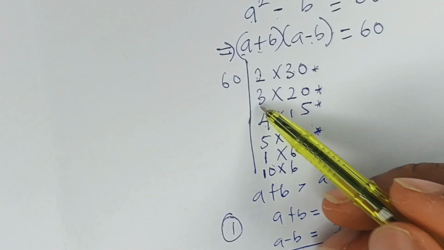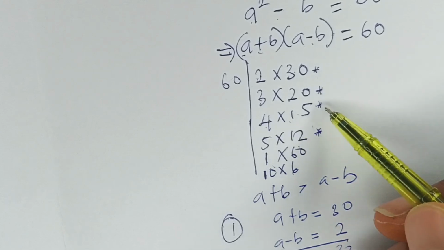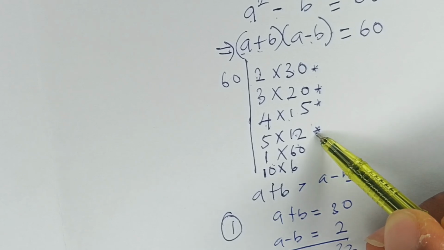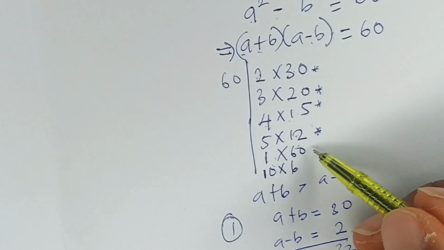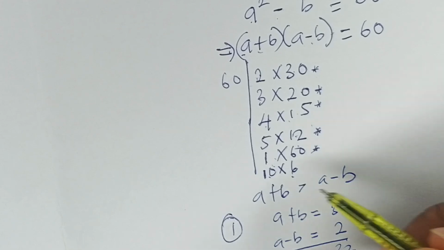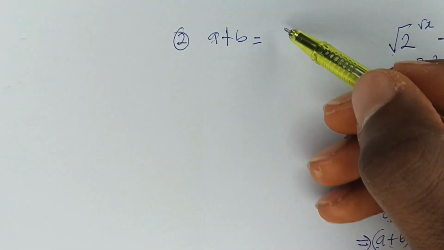Okay, so 20 plus 3 is 23. It's an odd number, so we cannot use this. 15 plus 4 is 19. It's an odd number, we cannot use this. 12 plus 5 is 17. It's an odd number, we cannot use this. 10 plus 6 is 16. It's an even number. Now let's try this one as well. Okay, a plus b is equal to, now the bigger number there is 10.